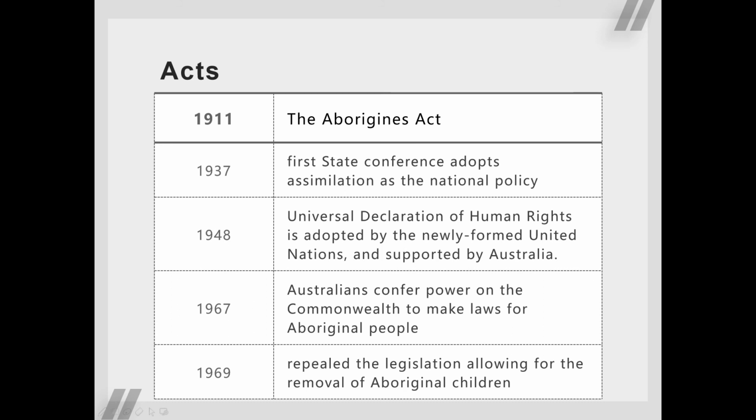In 1967, Australia held a referendum on legislation for indigenous people. Aborigines were included in the census for the first time. Finally, in 1969, the act that removed indigenous children was replaced. The Aboriginal children were finally saved and could get back to their families.